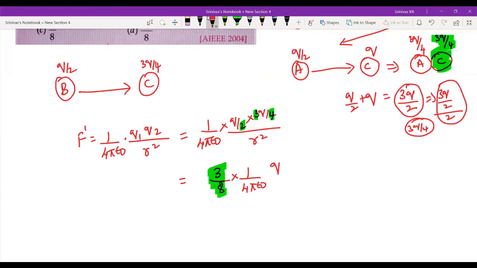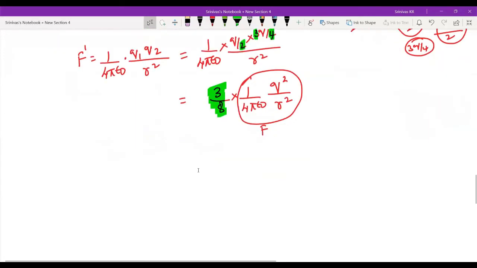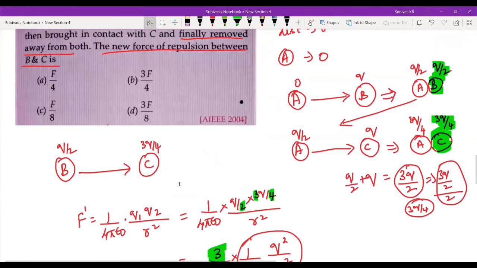Let me take this as F dash, because it is a new force, right? 1 by 4 pi epsilon naught Q square by R square is nothing but F. So I can write F dash is equal to 3 by 8 F. So the new force of repulsion is 3 by 8 F, which is the answer. Okay, hope you understood this.